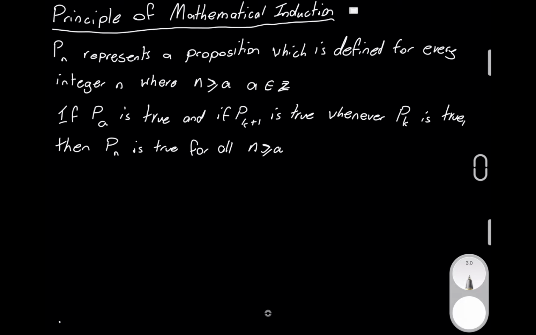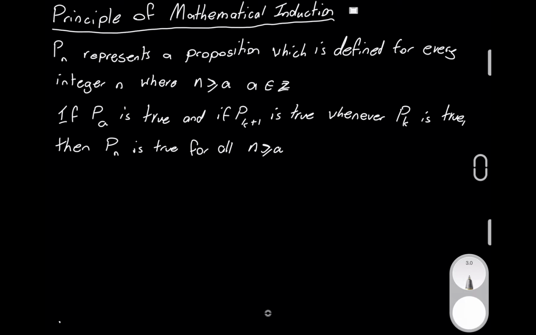So if we've got Pn, which represents a proposition which is defined for every integer n, where n is greater than or equal to a, and a is just any actual integer. If Pa is true, so instead of it being n, we're now doing it being a, and if P(k+1) is true whenever Pk is true, then Pn is true for all n greater than or equal to a.